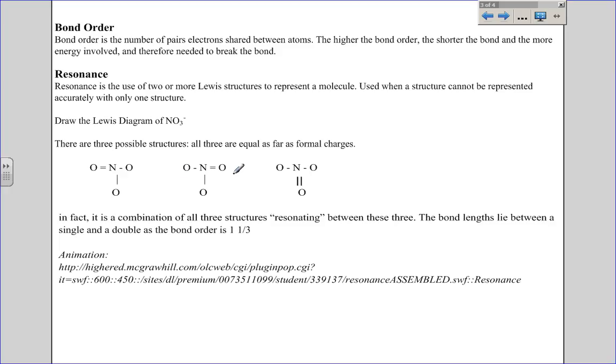All three of them will have equal formal charges. If we determine the formal charges, then nitrogen will have a +1, and the oxygen will have a -1 when it's double bonded, and 0 when it's singly bonded.